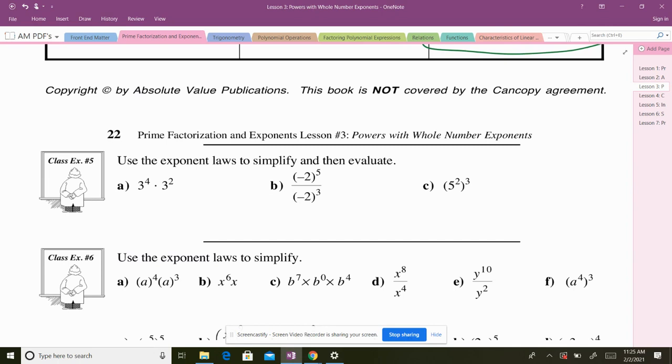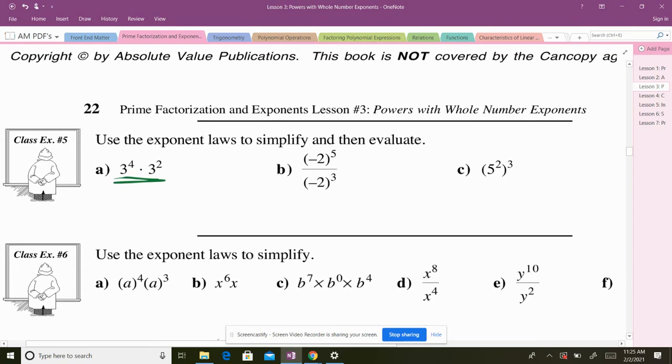So this first one here: 3 to the 4 times 3 squared. What do I do with the exponents? Add them. So it's 3 to the power of 6. They want us to evaluate, so I need you to punch 3 to the power of 6 in your calculator and tell me the answer, please. What is it? 729. All right.